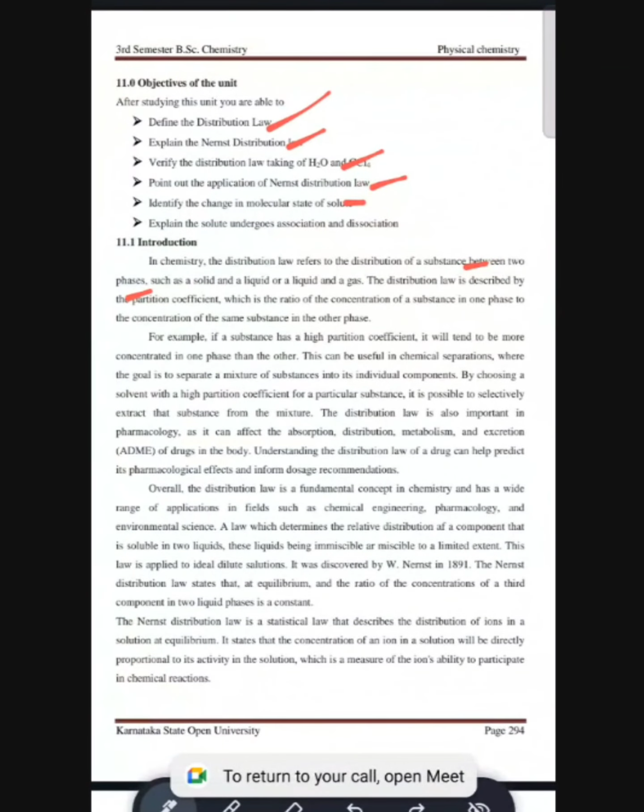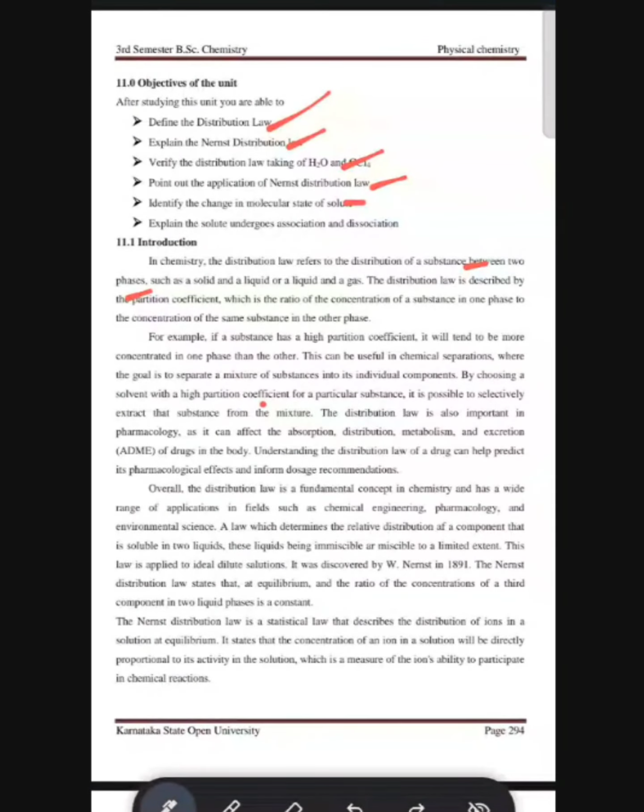So this is with respect to distribution law. Distribution law refers to the distribution of a substance between two different phases, such as solid-liquid, liquid-gas, or solid-gas. The distribution law is described by the partition coefficient, which is the ratio of the concentration of a substance in one phase to the concentration of the same substance in the other phase.